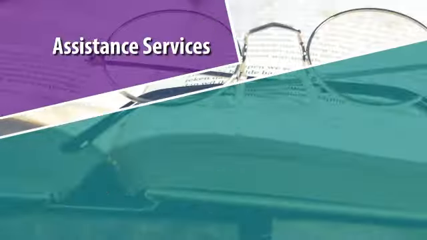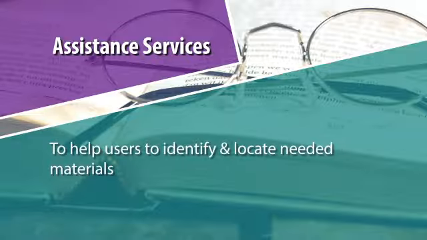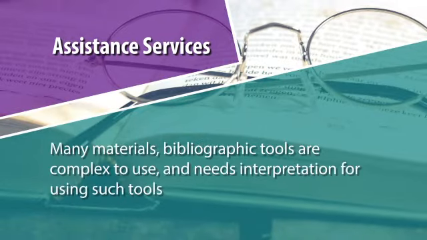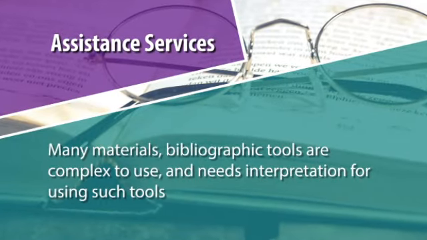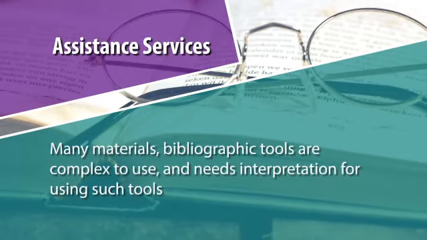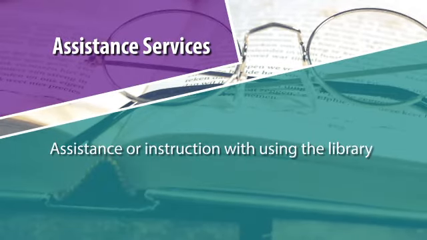At the reader service section there is a reference desk where the reference librarian is there, who immediately helps whoever comes to the library. Under the reference service, the assistant services are given at the reader services section level. We help the users to identify and locate the needed material. Many bibliographic tools are complex to use and need interpretation for using such tools. So the assistant services come into action over here.